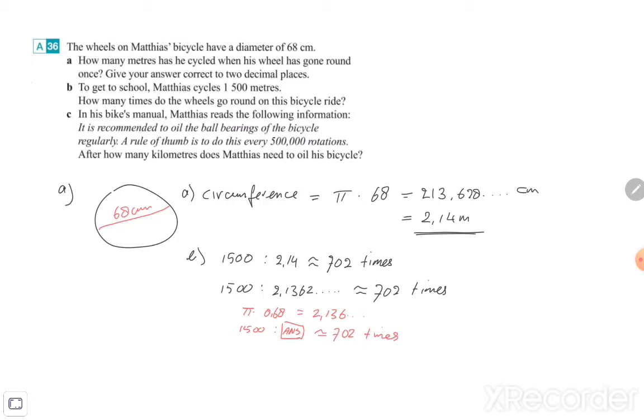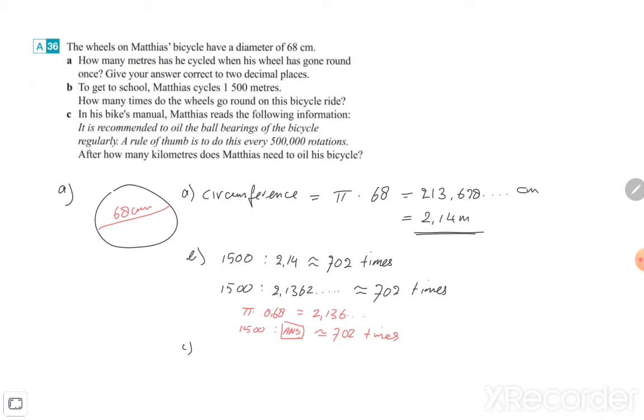Then exercise C. They just say in this bike's manual, Matthias read the following information. It is recommended to oil the ball bearings of the bicycle regularly. A rule of thumb, in Dutch the vuistregel, is to do this every 500,000 rotations. Alright, so not one rotation, but 500,000 rotations. After how many kilometers does Matthias need to oil his bicycle?